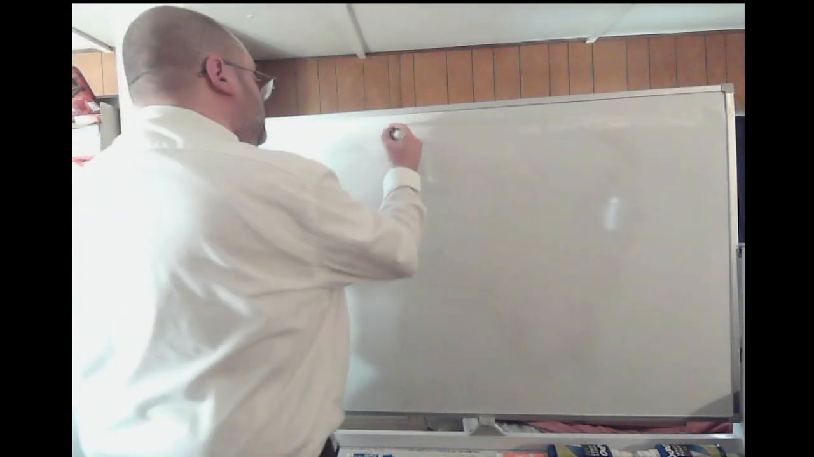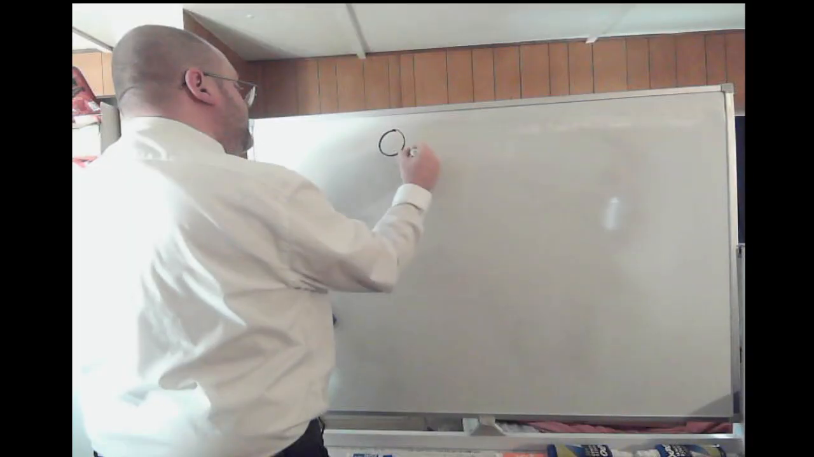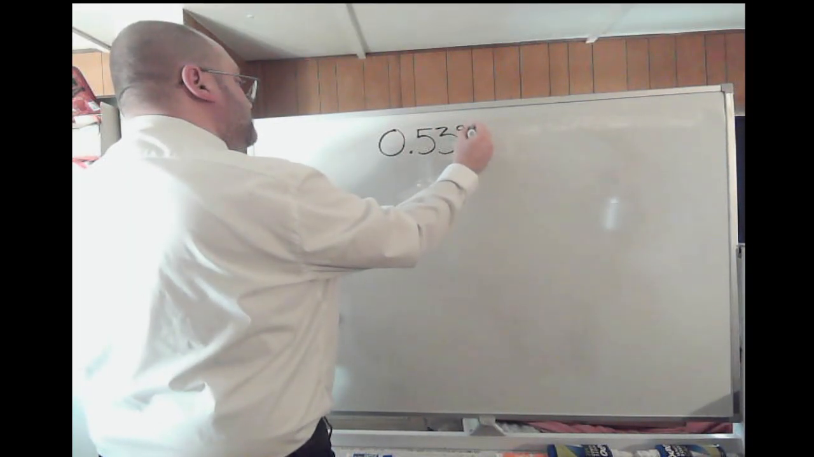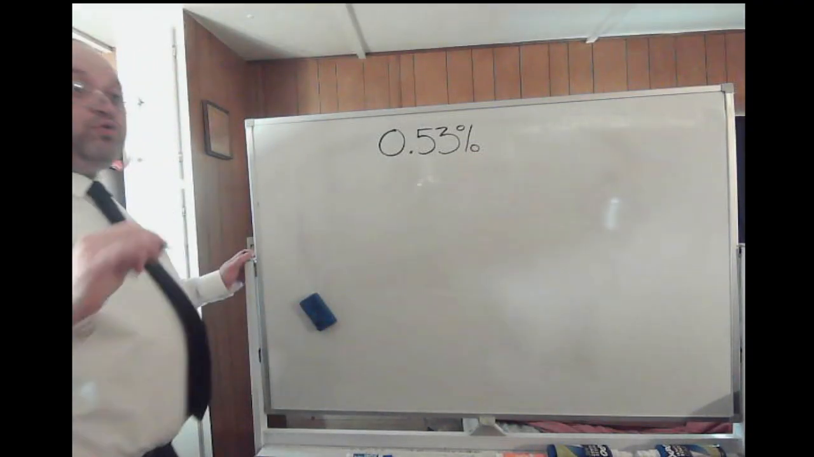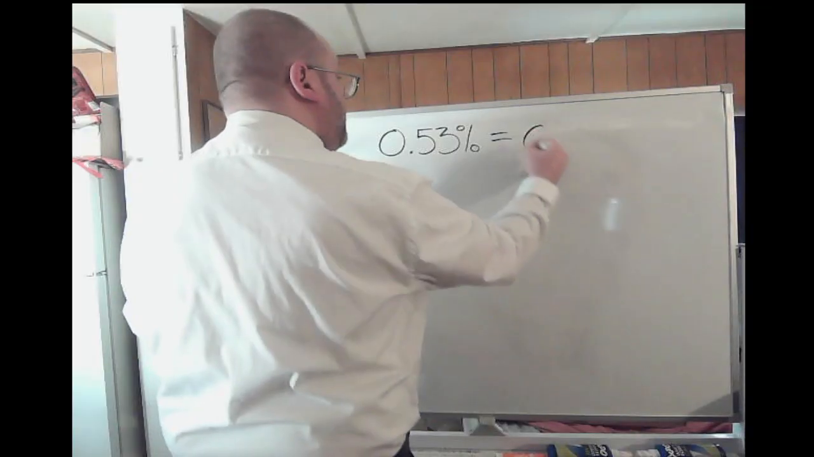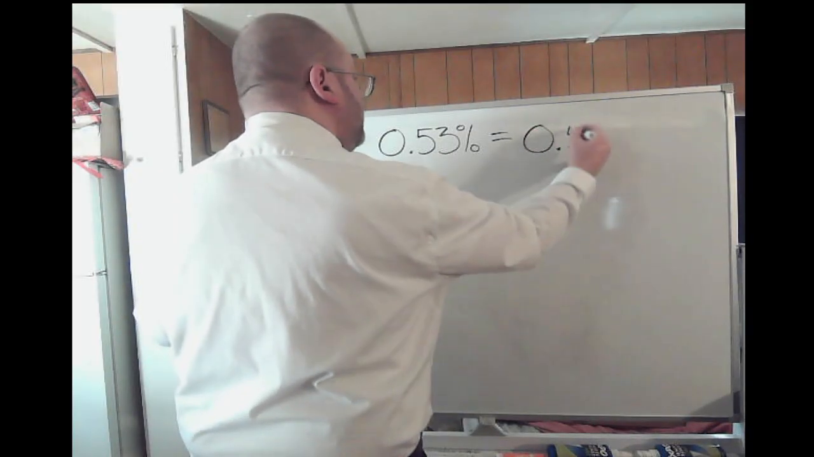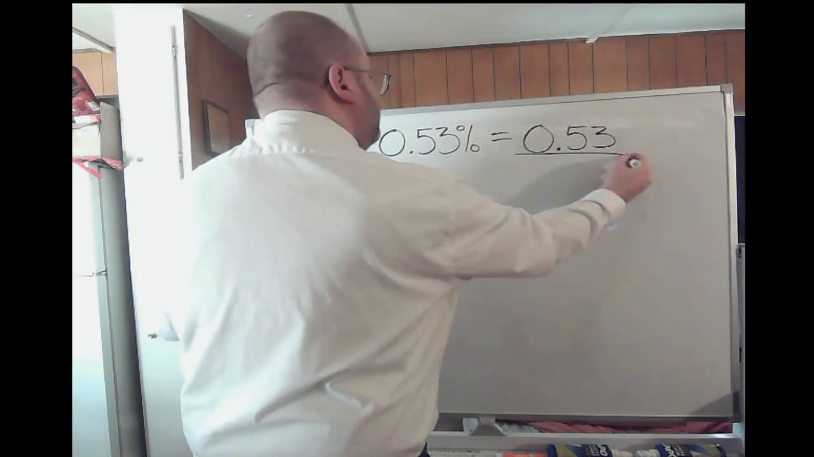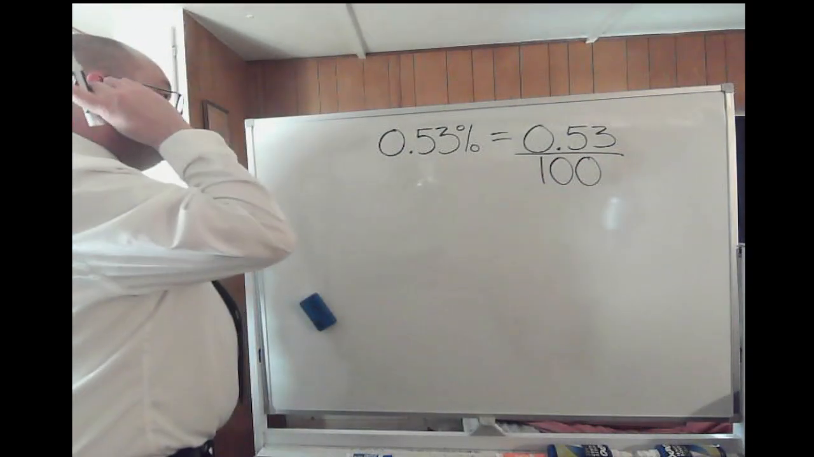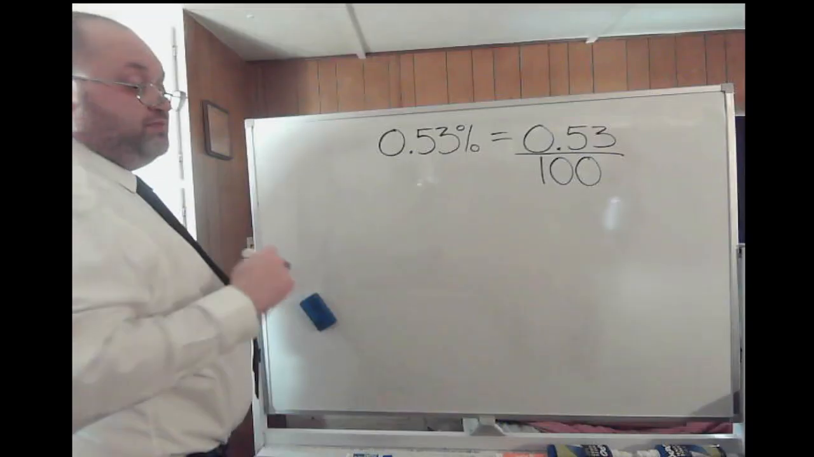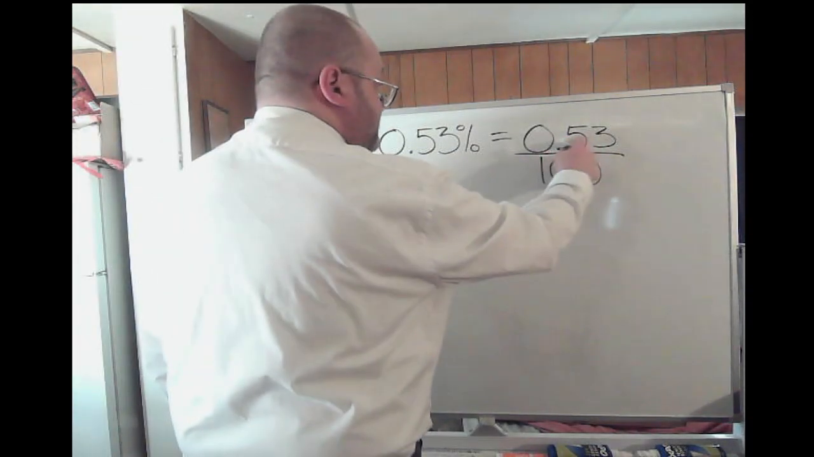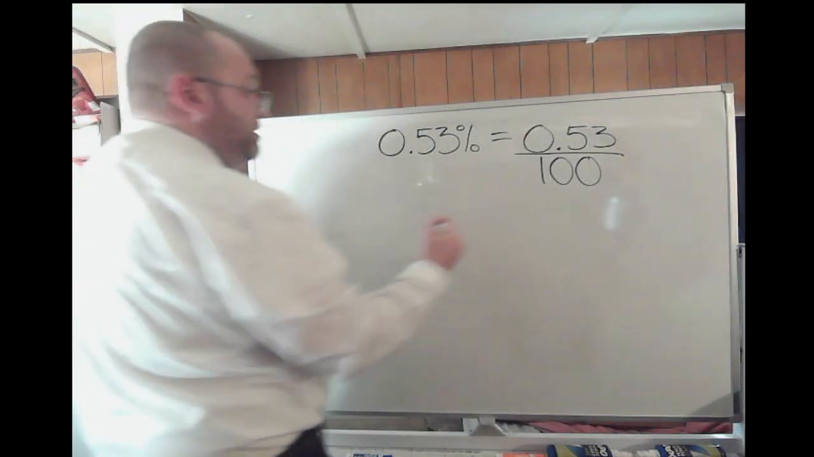Here's a good one. So we have 0.53%. 0.53%, that would have to mean that's 0.53 out of 100. Well, of course, like you would from before, you want to get rid of the decimal. In this case, we have 2 decimal places in the numerator, which means you need to multiply by 100.